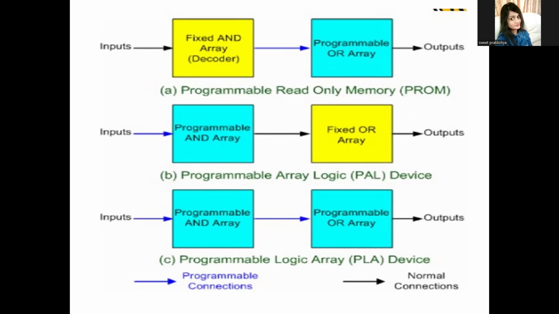Coming to PROM, we have a fixed AND gate array and a programmable OR array, which can be changed. Coming to the PAL device, the programmable array logic device, here we have a programmable AND array and a fixed OR array, that means the OR array cannot be programmed. Coming to PLA, it is the reverse of PAL: the AND array is programmable and the OR array is also programmable, with inputs going to the programmable AND array, then the programmable OR array, and then the outputs. So we have understood there are three types: PROM, PAL, and PLA.